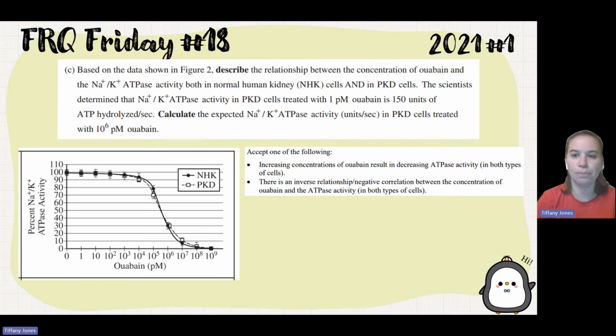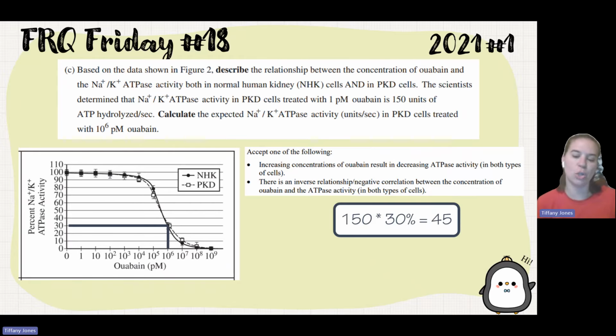So next, the scientists determined that sodium potassium pump activity in cells treated with 1 picomolar albumin is 150 units of ATP hydrolyzed per second. Calculate the expected activity in PKD cells treated with 10^6 albumin. If I go to 10^6 right here, I can see that there's a 30% activity. 30% of 150 is just going to be 45.